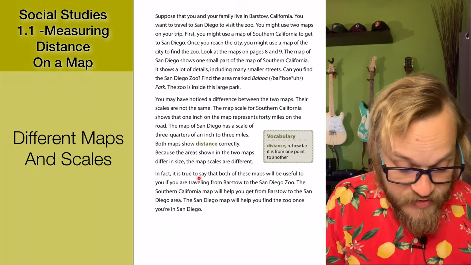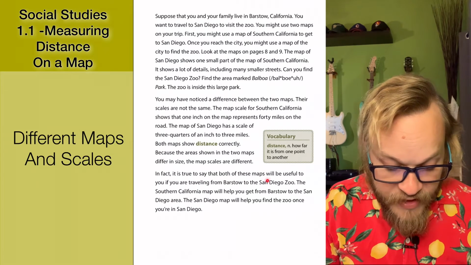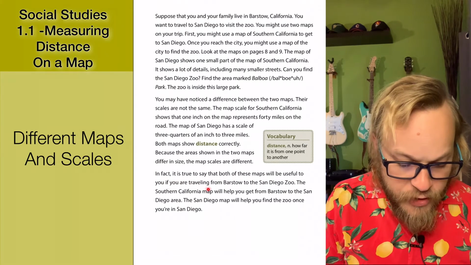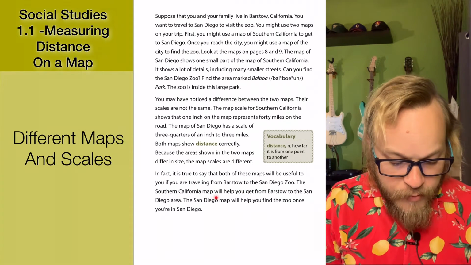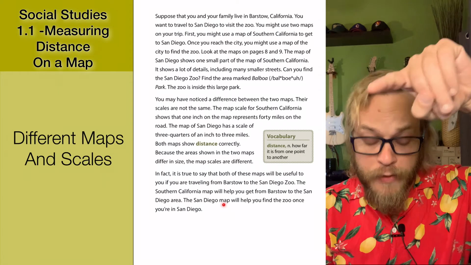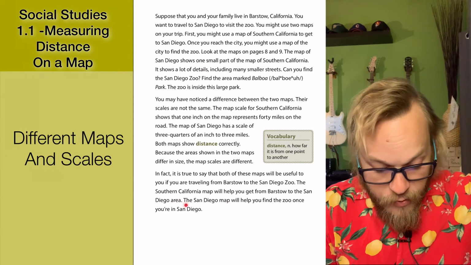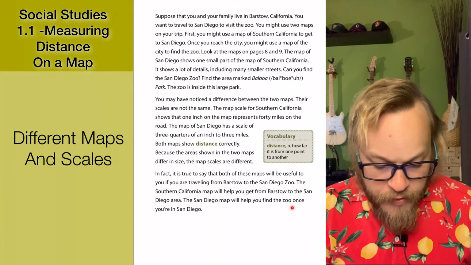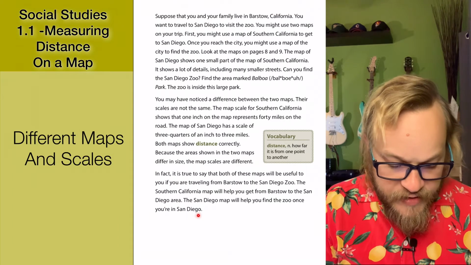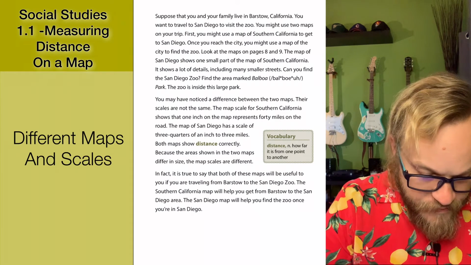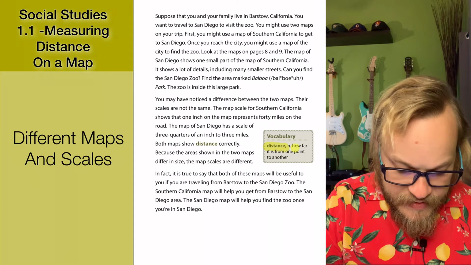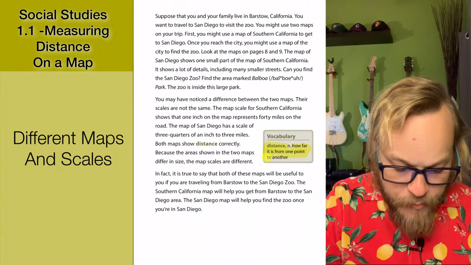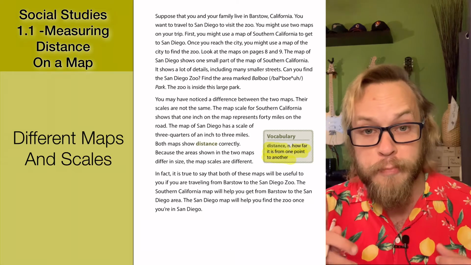In fact, it is true to say that both of these maps will be useful to you if you are traveling from Barstow to San Diego Zoo. The Southern California map will help you get from the town of Barstow to San Diego, and the San Diego map will help you find the zoo once you are in the city of San Diego. Vocabulary term to be mindful of is distance. Distance is how far it is from point A to point B, or one point to another.